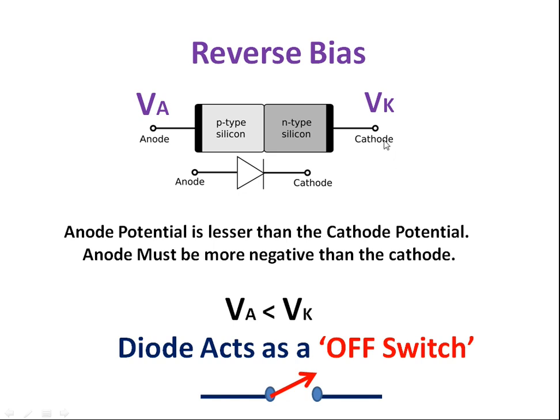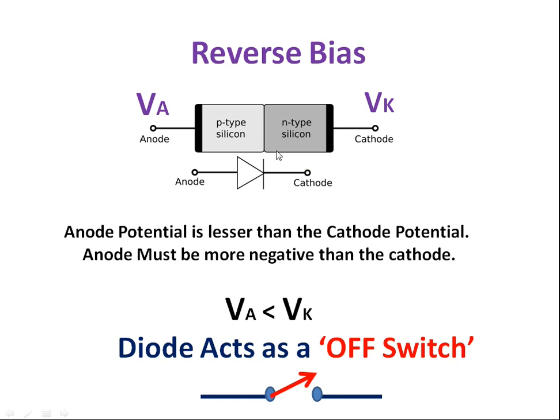So let us discuss reverse bias. What is reverse bias? We know very well about forward bias. Whenever the anode potential is greater than the cathode potential, it is known as forward bias. If anode potential is less than the cathode potential, then it is called reverse bias. Your anode is more negative than cathode. So V_A less than V_K.